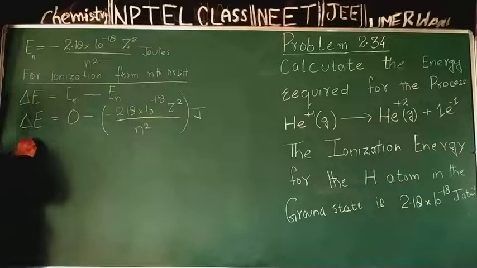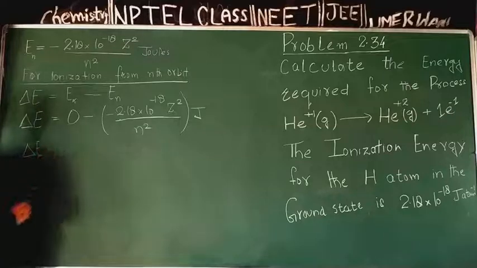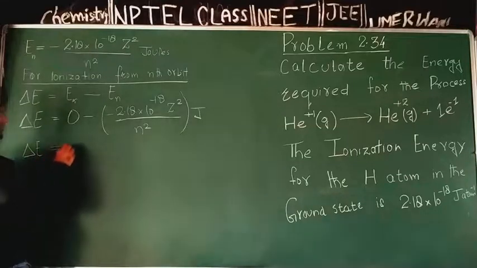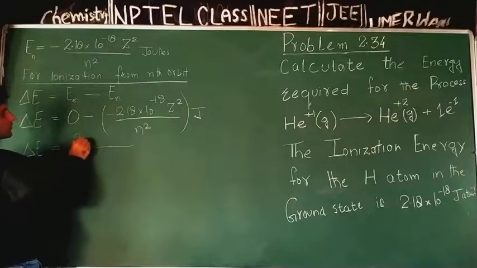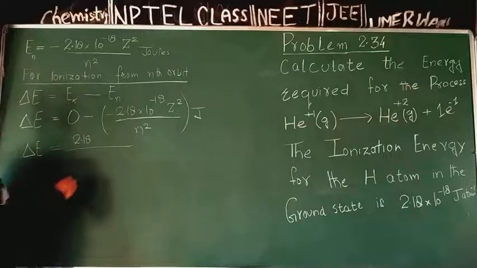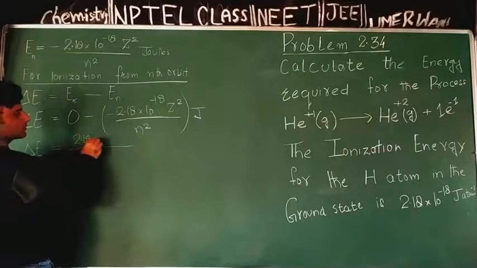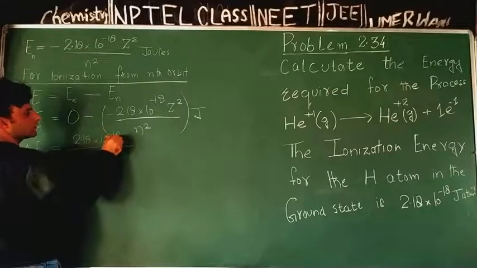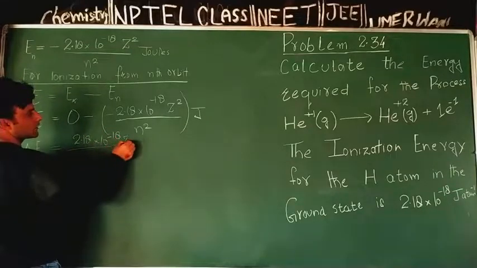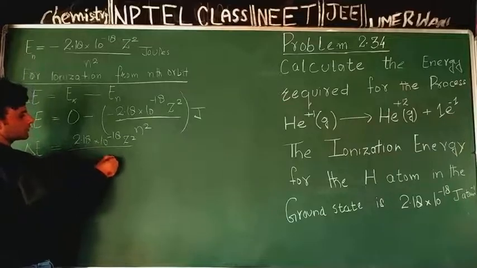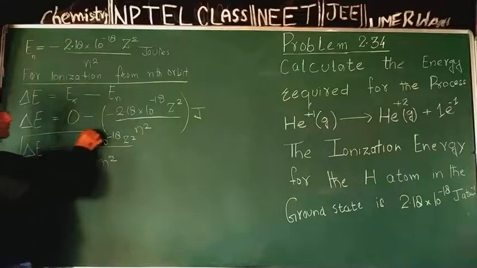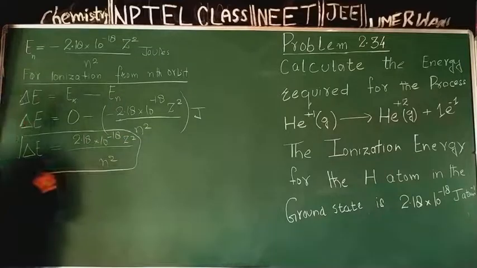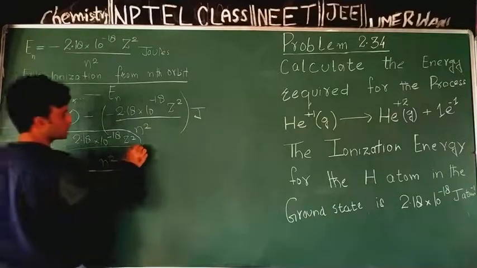Ionization energy, in order to cause ionization from nth orbit in an atom, is equal to, this is for hydrogen atom, minus minus will become plus 2.18 into 10 to the power minus 18 Z square divided by n square, and this value will come in joules.